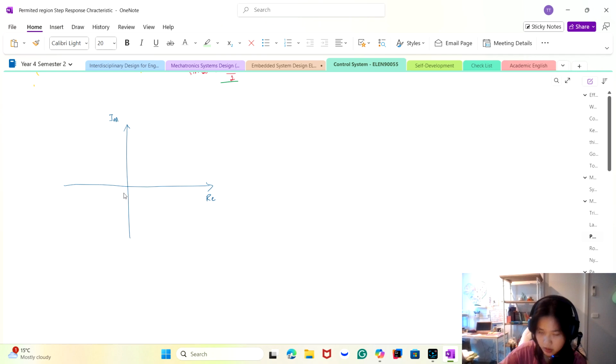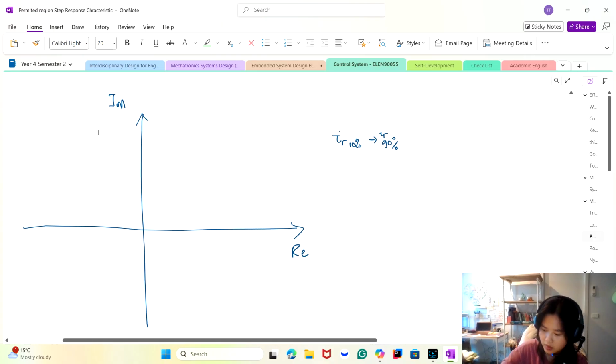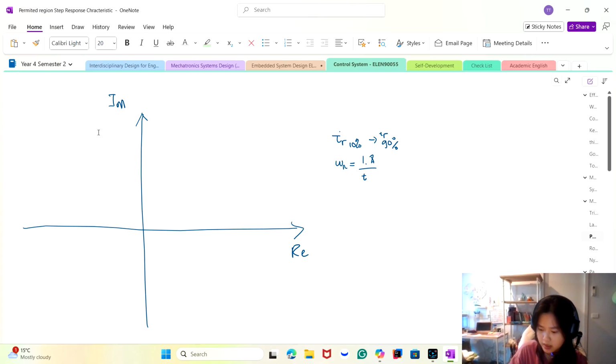So to start with, you're gonna be provided with a rising time. In this case, I'm gonna use T rise from 10% to 90%. We have that omega n equals 1.8 over T rise. So in this case, let's say your T rise from 10 to 90% is equal to 1. Then your omega n equals 1.8 over 1, equals 1.8.